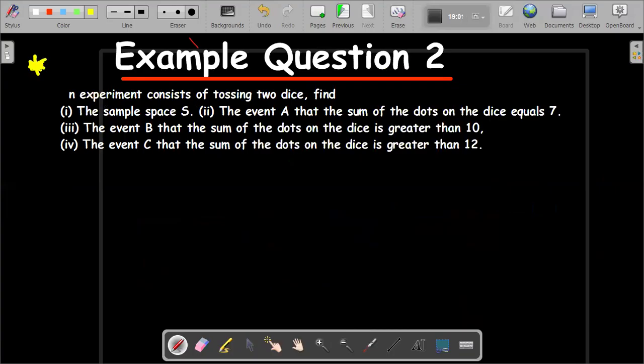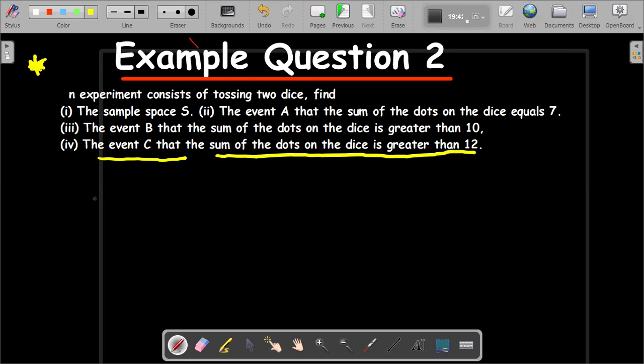They're saying the experiment consists of tossing 2 dice. Find 1, the sample space S, and then 2, find the event A that the sum of the dots on the dice equals 7. Number 3, the event B is such that the sum of the dots on the dice is greater than 10. And then we have the event C such that the sum of the dots on the dice is greater than 12. So how can we solve this question?